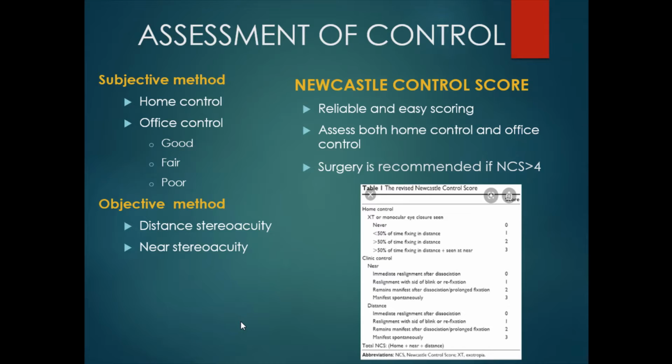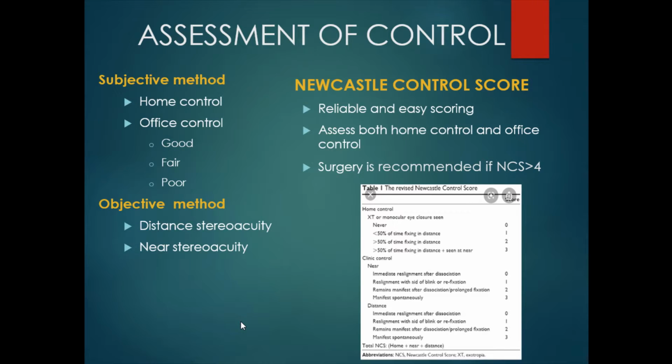So how do you assess these children? It's mainly by two methods. One is the subjective method and the other the objective method. Subjective method, you have two forms. One is home control, where you ask the parents to chart out the number of hours of deviation, and the other one is the office control. In your clinic, you try to examine the child.